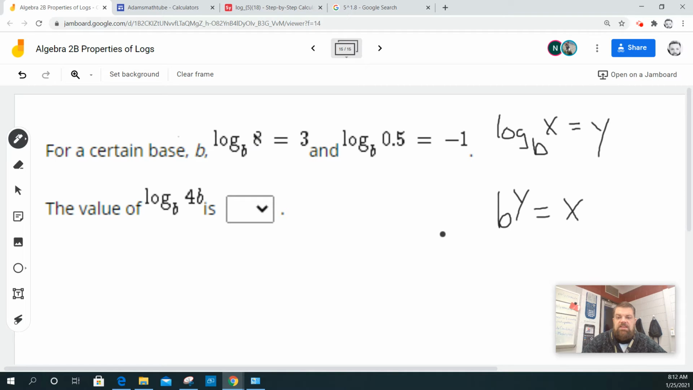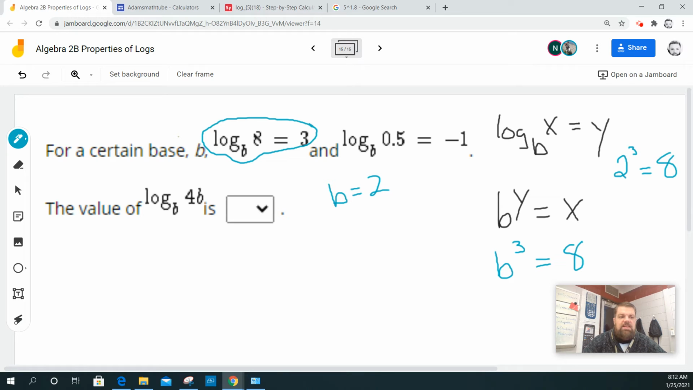So if I look at this, something b, and I'm just going to work with this first one. Something b raised to the third power equals 8. Well, I know off the top of my head that 2 raised to the third power equals 8. So that means that b is probably equal to 2.